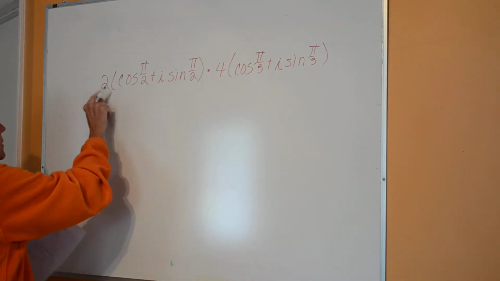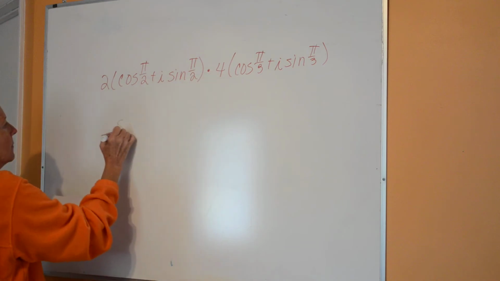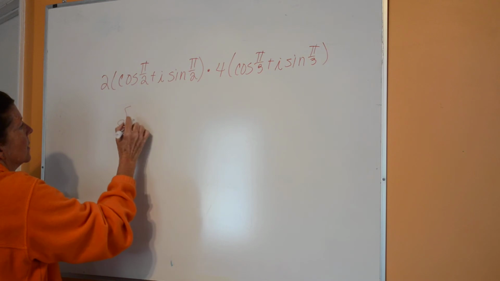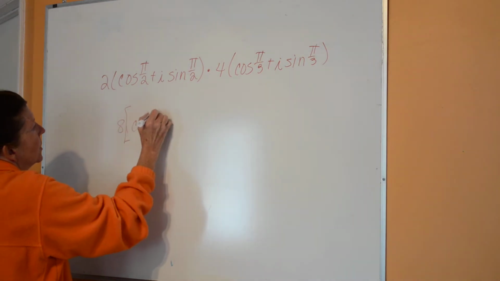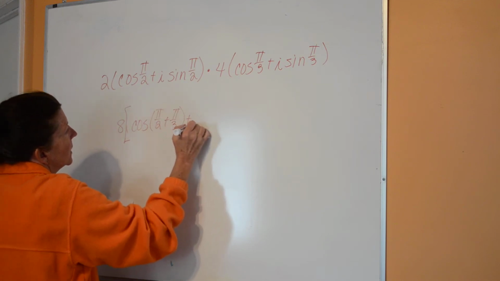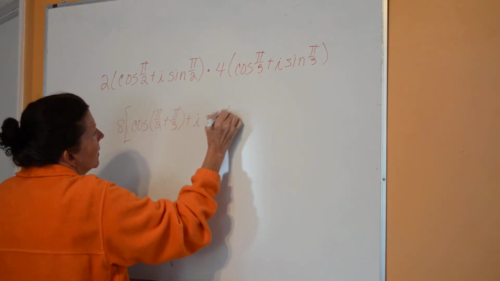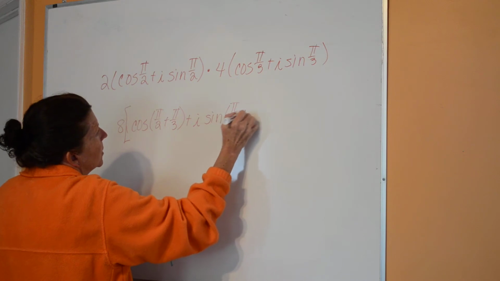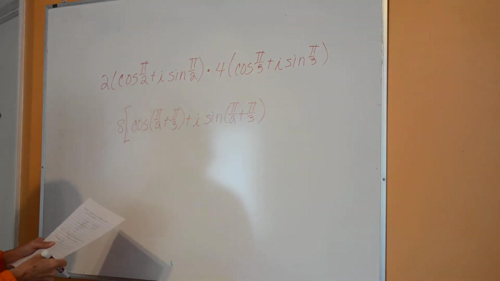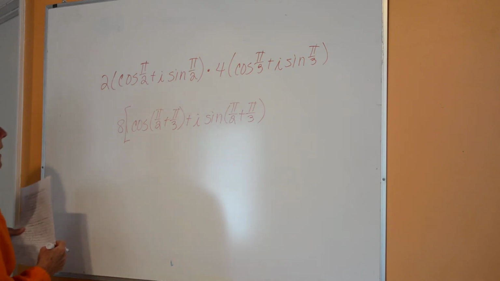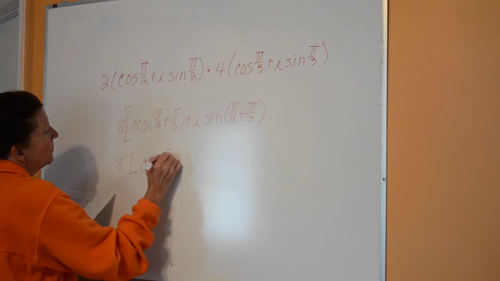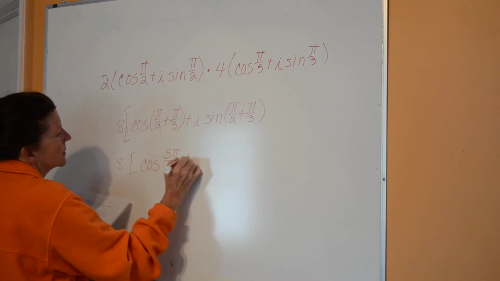All right, first thing I do is I multiply the r's. So that's going to give me an 8. Then it's 8 times the cosine of pi over 2 plus pi over 3 plus i times the sine of pi over 2 plus pi over 3. All right, so I have to combine those, so I have to have a common denominator. When I do that, I'm going to get 5 pi over 6.